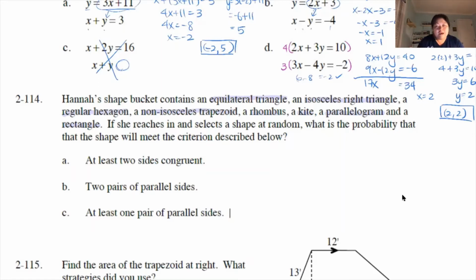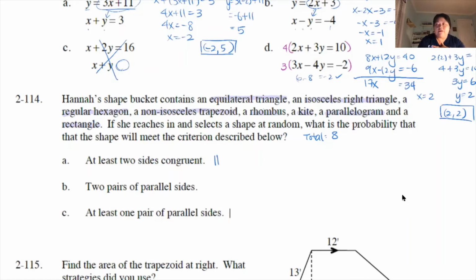First thing I'm going to do, I'm actually going to count how many shapes we have. So 1, 2, 3, 4, 5, 6, 7, 8. So the total is 8. That will help me figure out the probability so that I don't have to go back and count again how many shapes there are. Okay, so at least 2 sides are congruent. Well, let's see. Equilateral triangle, does that have 2 sides congruent? Yes. Isosceles right triangle, well, isosceles is 2 sides congruent, so that's a second yes.